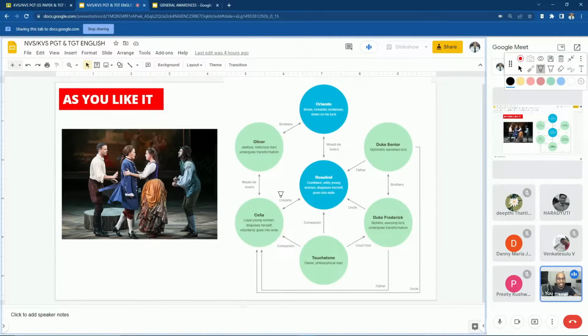So Rosalind is the central character, the female protagonist of the play As You Like It. Shakespeare was very broad-minded in that century, the 17th century. He was so broad-minded that he made a woman the leading character in a play, and the society in which Shakespeare was living also appreciated this kind of play.